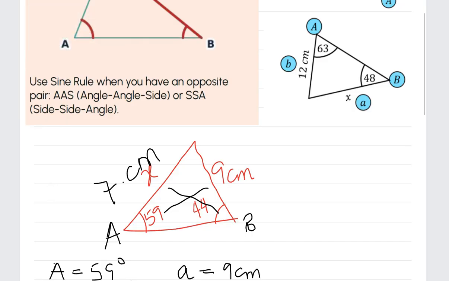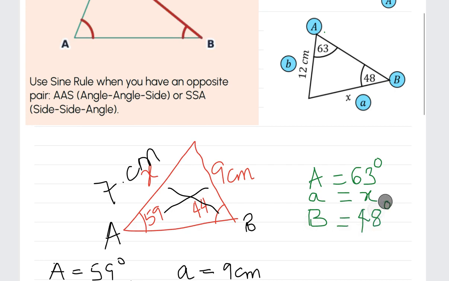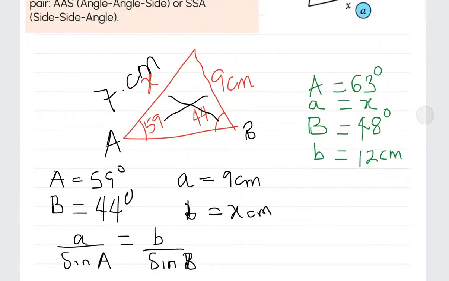So you can see here, this is angle A. Our angle A is 63 degrees. They already labeled it. That means side A is x. Are you seeing that now? And then angle B is 48 degrees. And side B is equal to 12 centimeters. All right, so let's solve that.